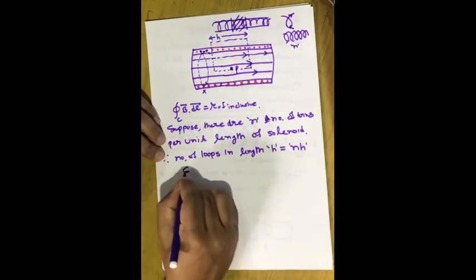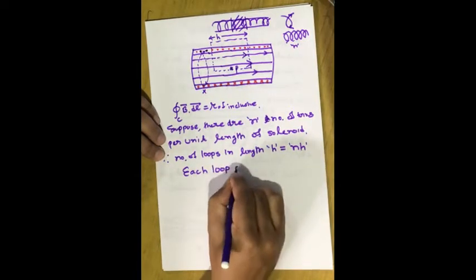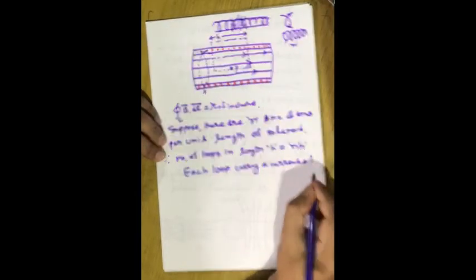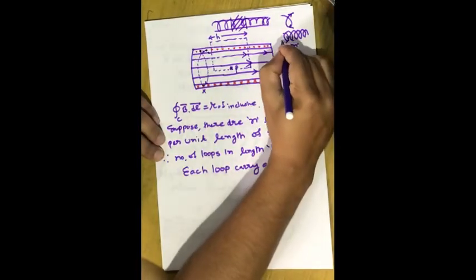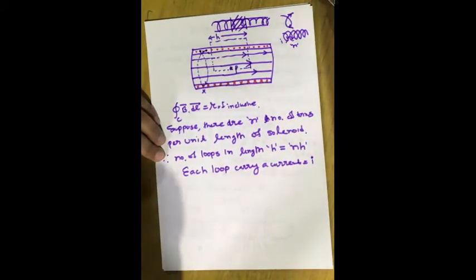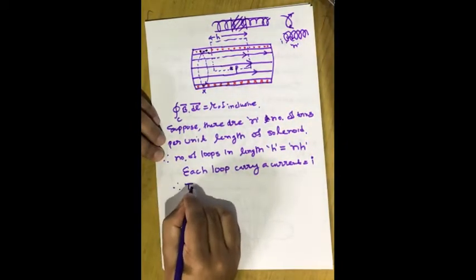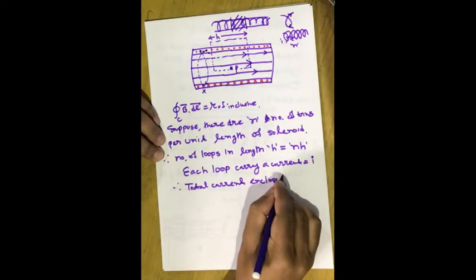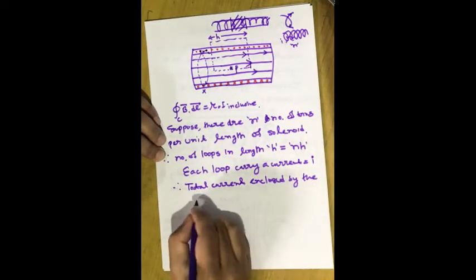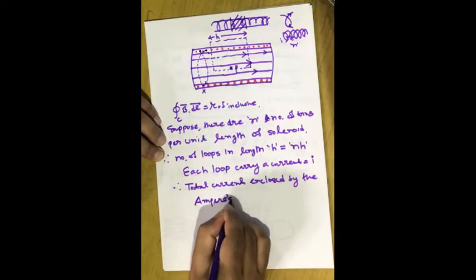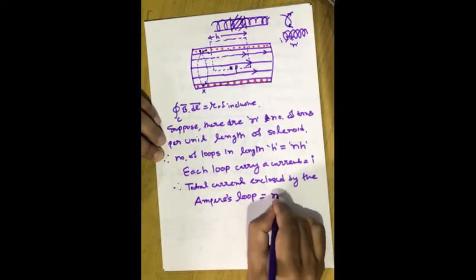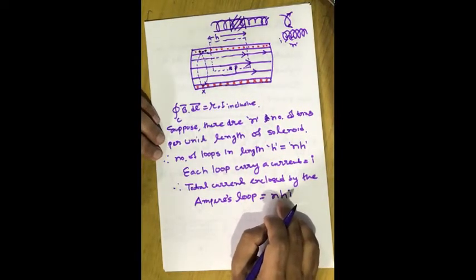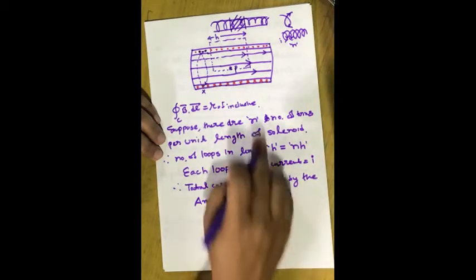Now each loop carries a current I. Because in each loop the same current I flows. Therefore the total current enclosed by the Ampere's loop is equal to n h into I. Small n is the number of turns per unit length, h is the length of the solenoid, and I is the current in each loop.